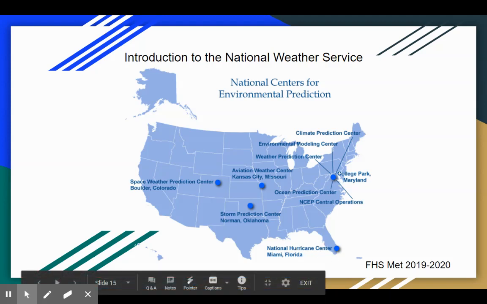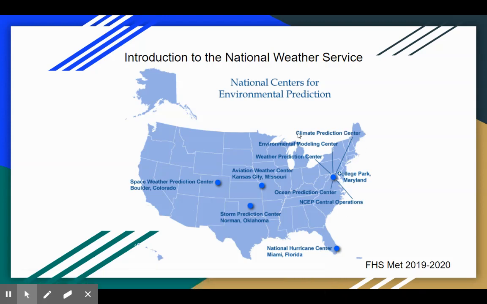There's also the National Hurricane Center out of Miami. And the Climate Prediction Center that gives you forecasts for 8 to 14 days out and 6 to 10 days out, and whether it's supposed to be above normal, below normal, or near normal temperatures, and also above, below, or near normal precipitation.